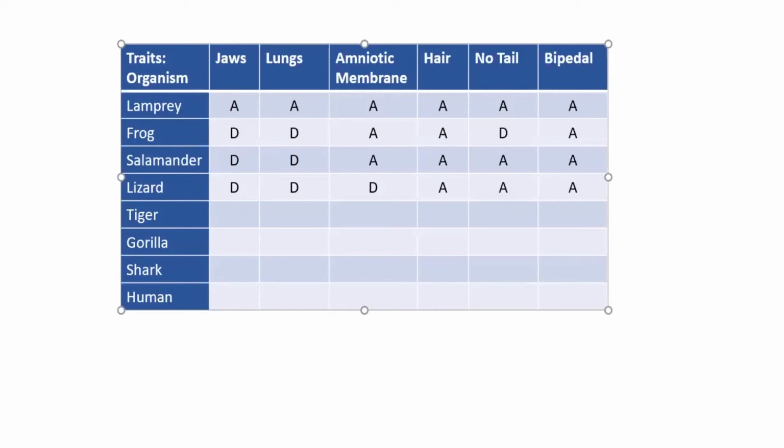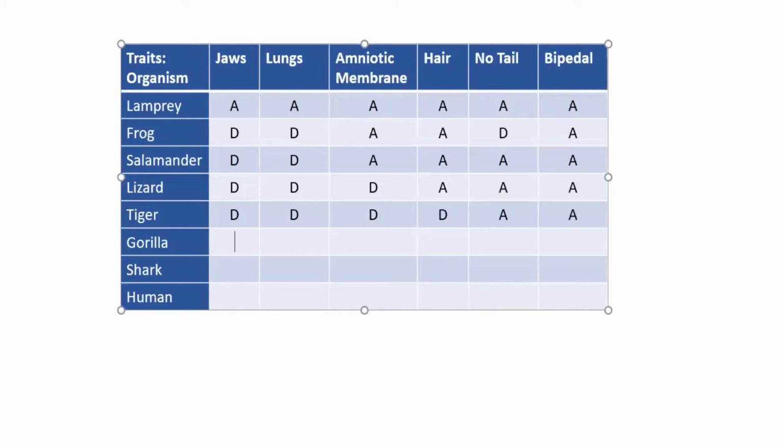Moving on to tigers. Tigers have jaws, unlike the lamprey, so that's derived. Tigers do have lungs, unlike a lamprey, so that is derived. Tigers are mammals, so they do have amniotic membranes. Tigers have hair, since they're mammals. Tigers do have tails, so that's an ancestral trait. And again, tigers are not bipedal. So again, ancestral.